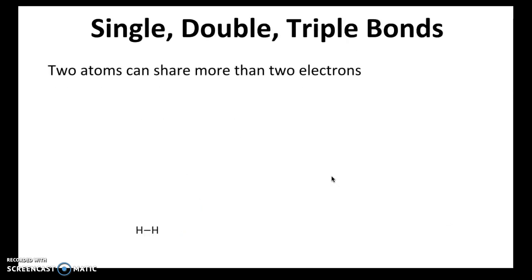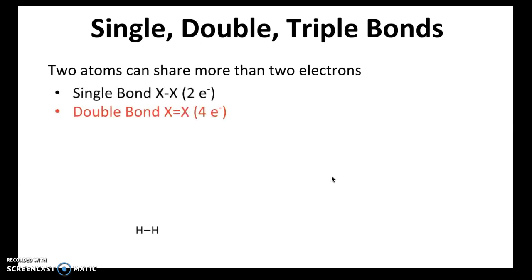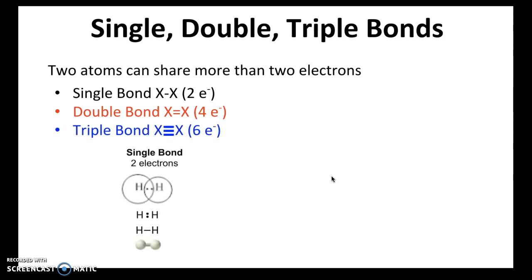Now, in addition to having a single line or a single bond, atoms can share more than just those 2 electrons. So single, of course, is 2 electrons, but you can also have what's called a double bond where they share 4 electrons, or a triple bond where they share 6. And I want to give you images of that. So we're starting with our single bond. Again, you can see that there are 2 electrons, 2 dots between the 2 hydrogen atoms.